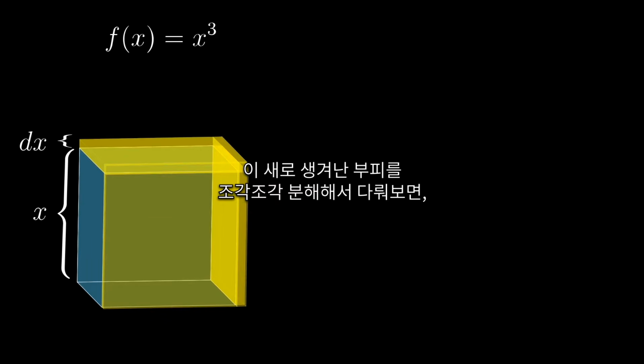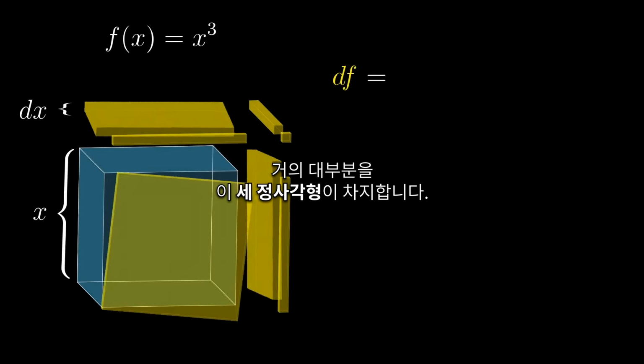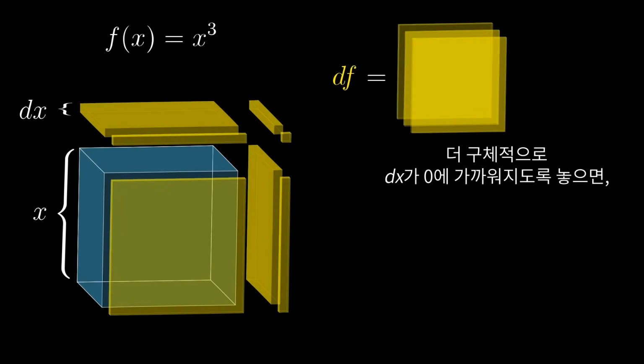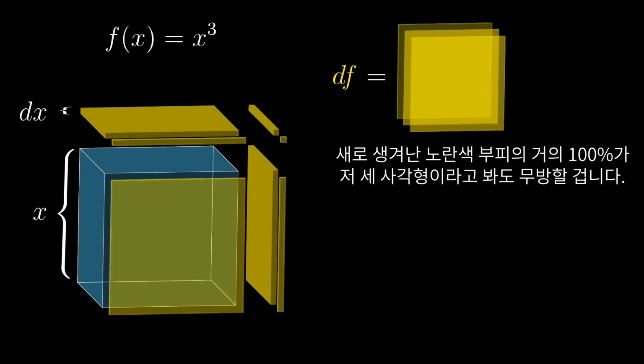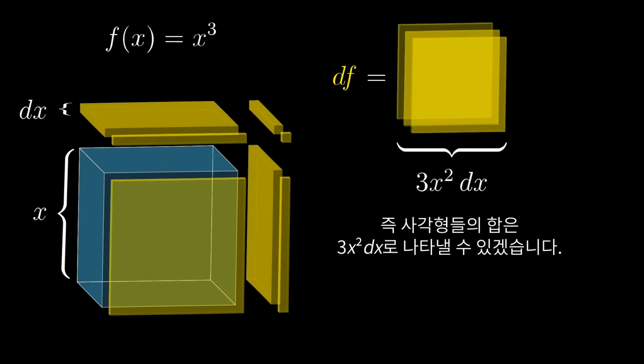It's nice to think of this new volume as broken up into multiple components, but almost all of it comes from these 3 square faces. Or, said a little more precisely, as dx approaches 0, those 3 squares comprise a portion closer and closer to 100% of that new yellow volume. Each of those thin squares has a volume of x squared times dx, the area of the face times that little thickness dx. So in total, this gives us 3x squared dx of volume change.